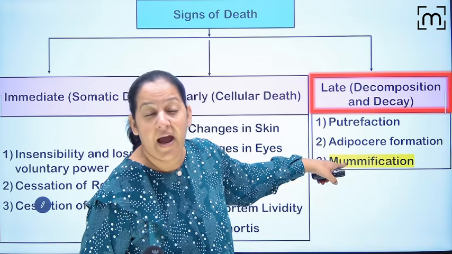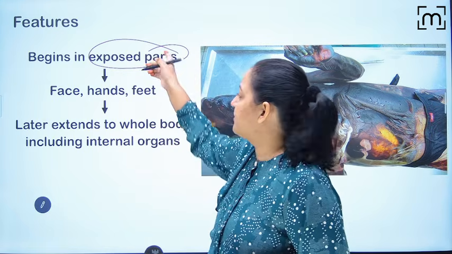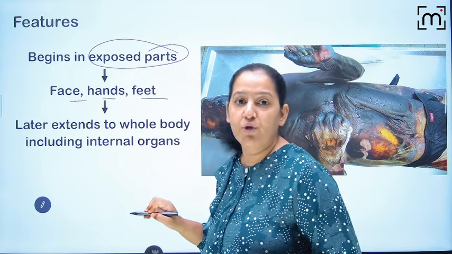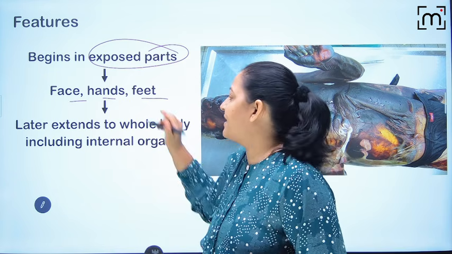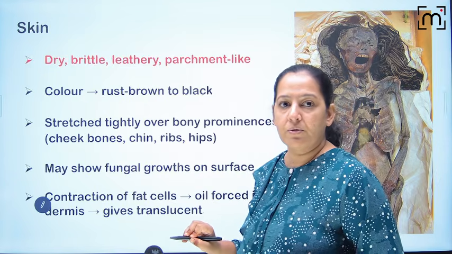Mummification, there is no fixed area. Exposed portion of the body. So it starts at the exposed parts of the body, like face, hands, and feet, usually not covered with clothes. So it starts at this point, and later on it extends to the whole body, including internal organs also. So these are the features.